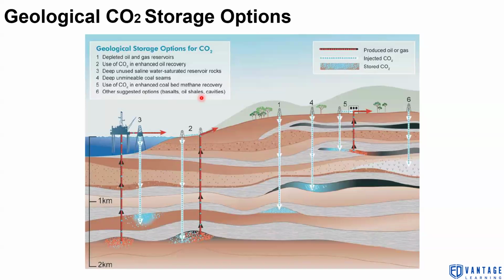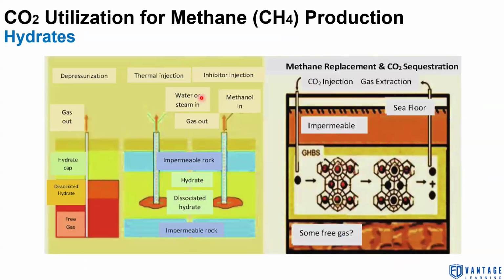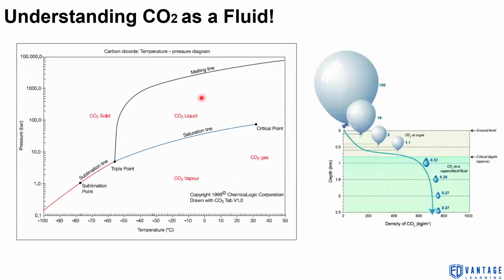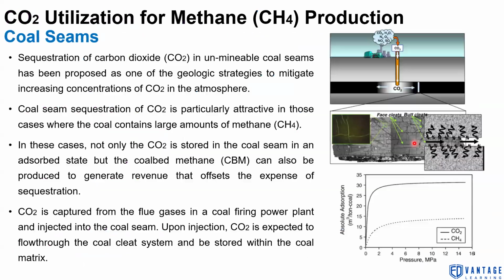And depth of burial also plays a major role, because if you look at the previous figure where I talked about the supercritical state of CO2, CO2 is stable only below 800 meters as a supercritical fluid. But if it is above that, we can't use CO2 as a supercritical gas or fluid, right?